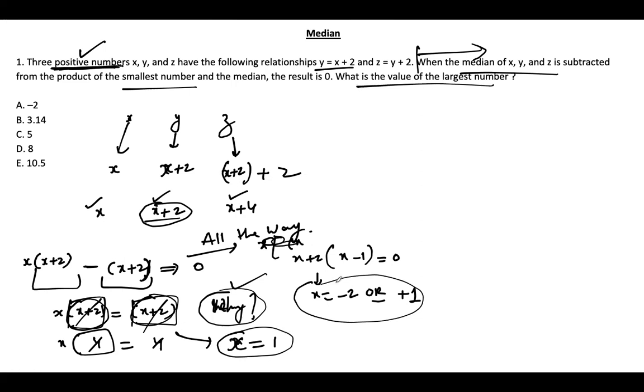What is the value of the largest number? Sir, it will be... the largest number is XZ, so it will be 1 plus 4, so 5. 1 plus 4, which is 5, which is option C. Very good.